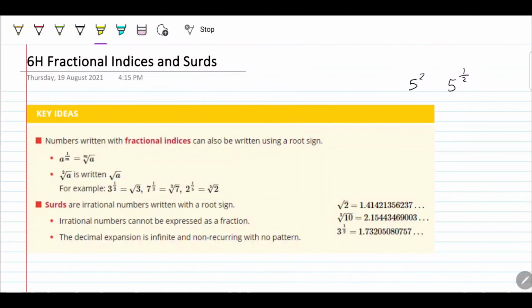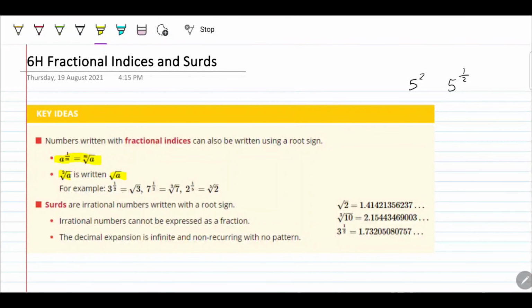So the key ideas in this section: numbers written with fractional indices can also be written using a root sign. So the first one is here. A to the power 1 over m is the same as saying m root a, or should I say m times the surd of a. So the example we have on the bottom is 2 surd a. This is also written as surd a. So this is one of the exceptions we have to remember. Okay, you're not always going to see the 2 in front of the surd of a.